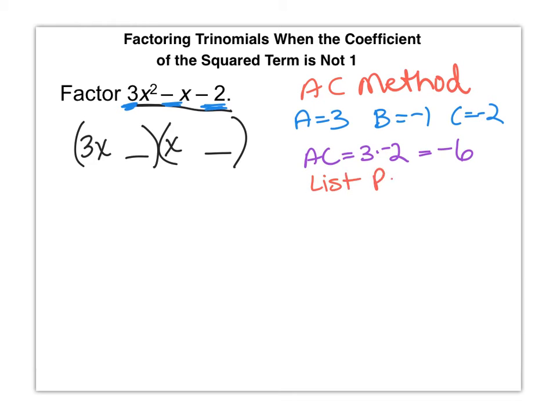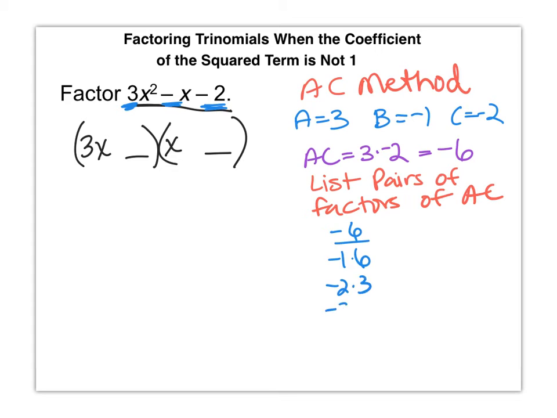Now we list the pairs of factors of negative 6. So list pairs of factors of AC. So negative 6 can be written as negative 1 times 6, negative 2 times 3, negative 3 times 2, and negative 6 times 1. And we find the pair of factors of AC that add up to the middle term, the middle term here being negative 1. Which pair of factors of AC will add up to the B term of negative 1? The pair of factors that add up to B are negative 3 and positive 2.